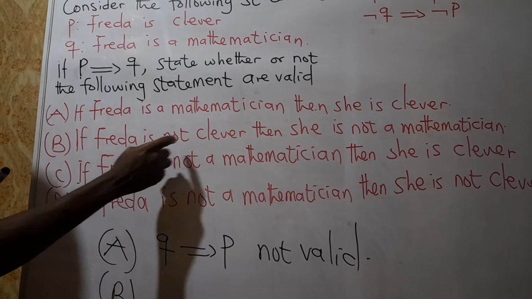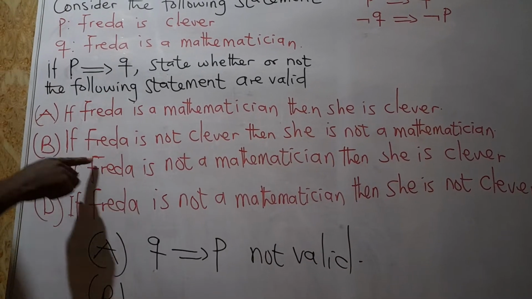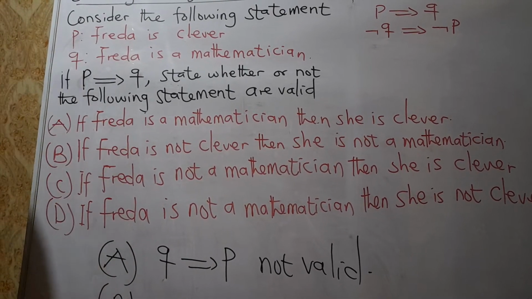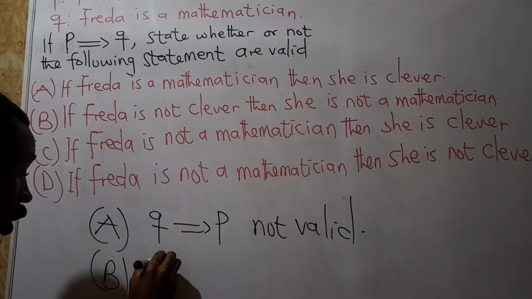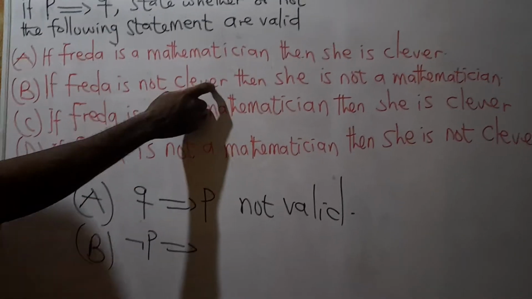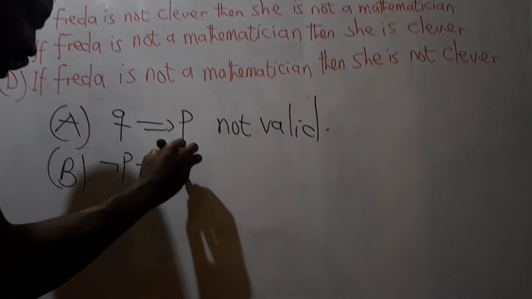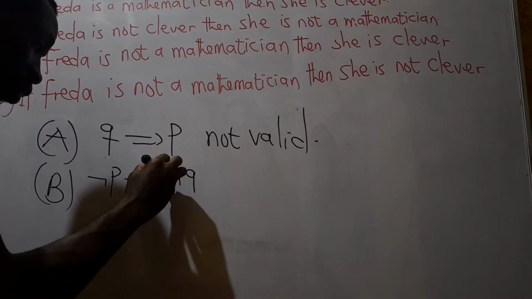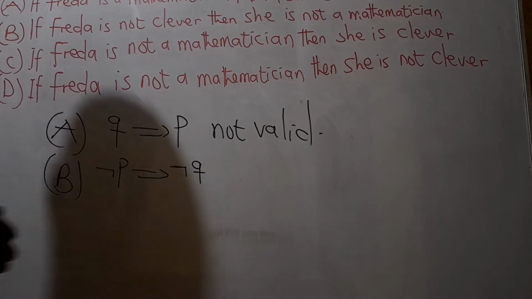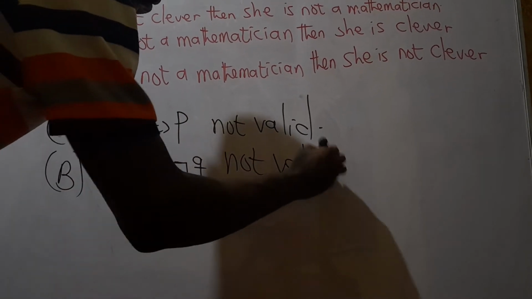If Frida is not clever, then she is not a mathematician. So if Frida is not clever, that's not P, then she is not a mathematician, so if not P, then not Q. So this is the what? The inverse form, if you recollect very well. So also not valid. This is not a valid statement.